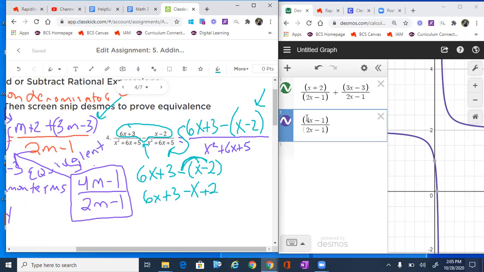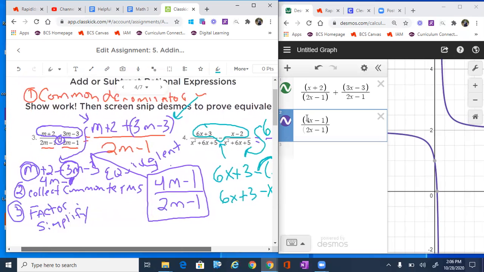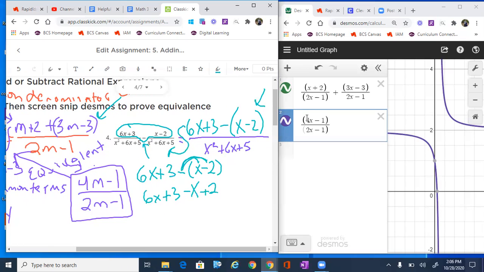Now, remember in my steps earlier, I said simply collect common terms. So I do that. 6x minus x is 5x. 3 plus 2 is 5. And then I'm going to rewrite everything. So 5x plus 5 over x squared plus 6x plus 5.